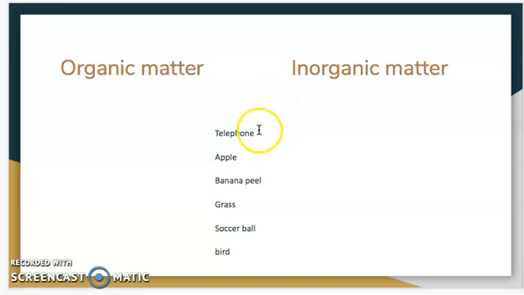And here's some things: telephone, apple, banana peel, grass, soccer ball, bird. Let's classify these things according to whether they're inorganic or organic matter.